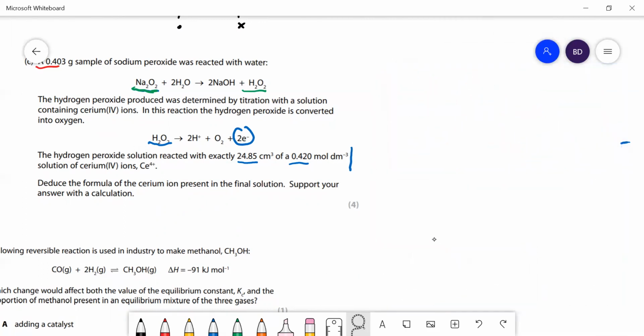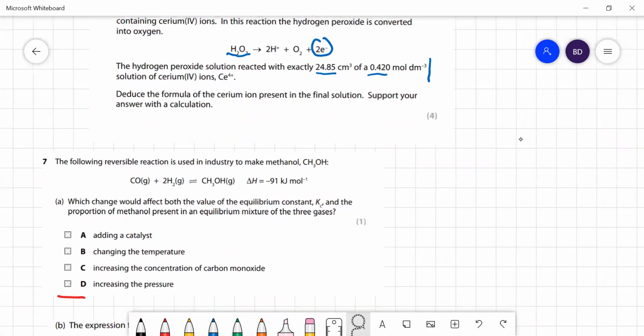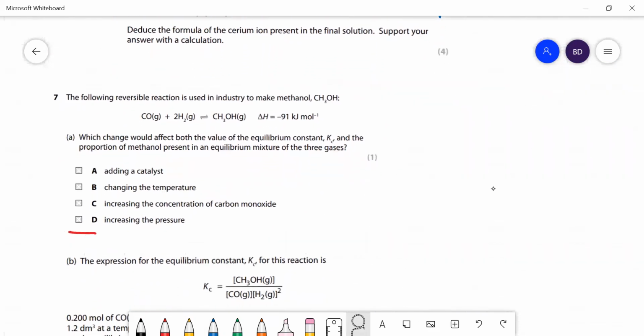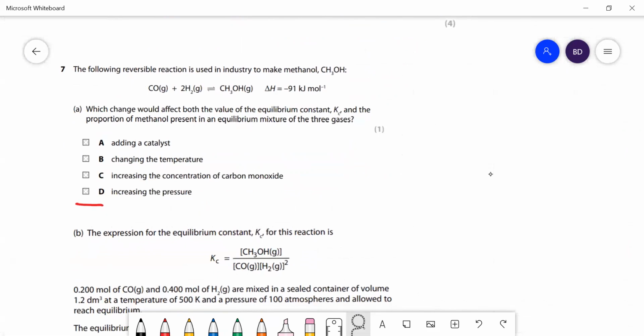Right, equilibrium now. The following reversible reaction is used in industry to make methanol. Carbon monoxide plus hydrogen goes to methanol, and it's exothermic. That's probably going to be useful later on to remember, which would affect both the value of the equilibrium constant and the proportion of methanol. Now, it's a bit of a giveaway.